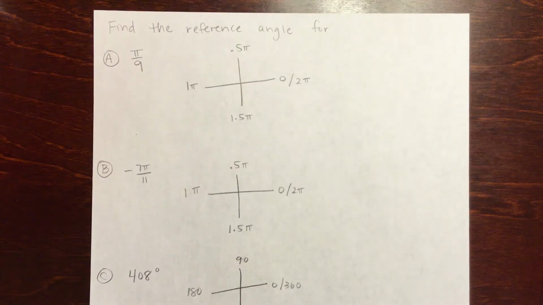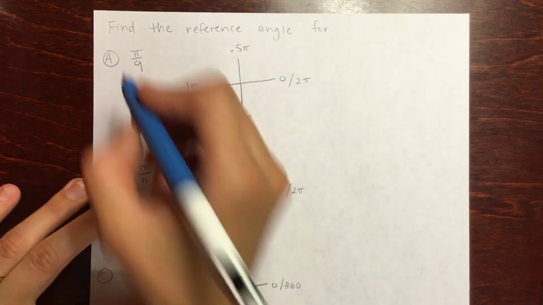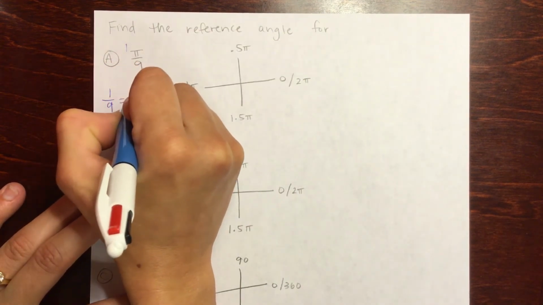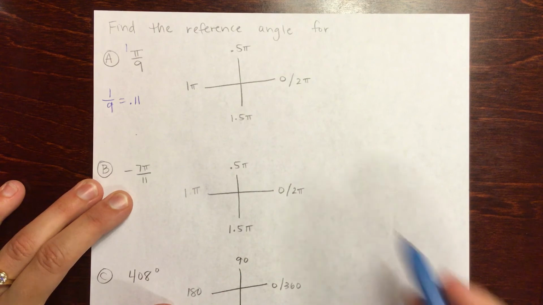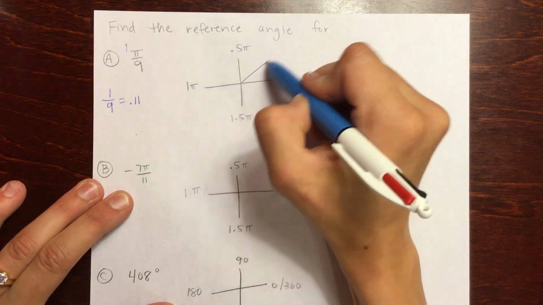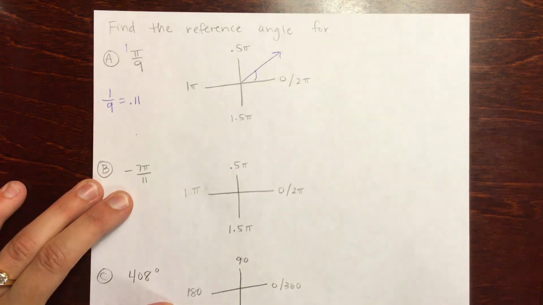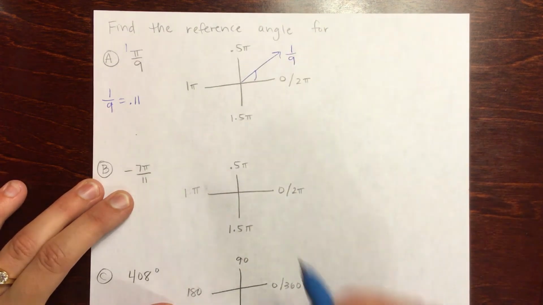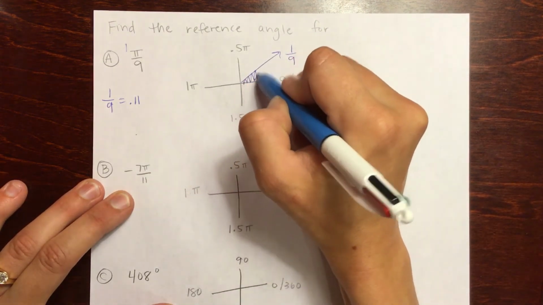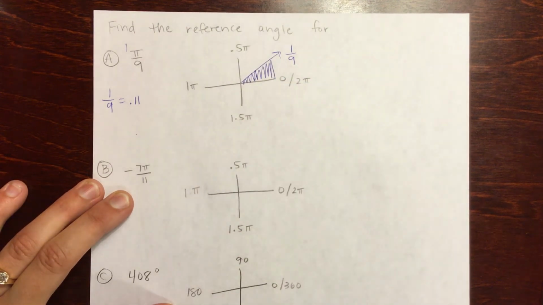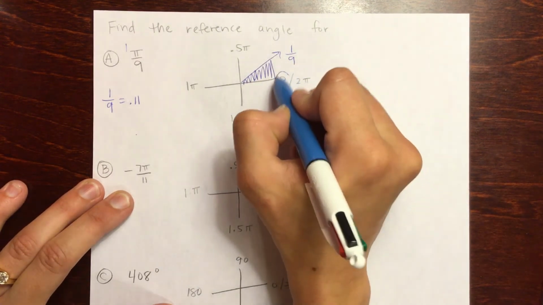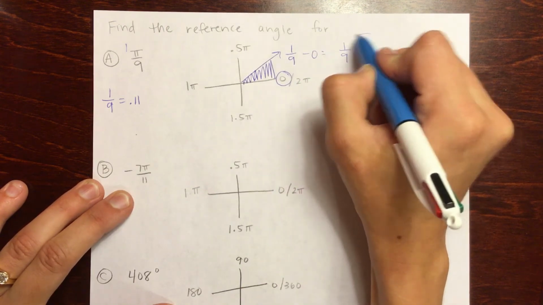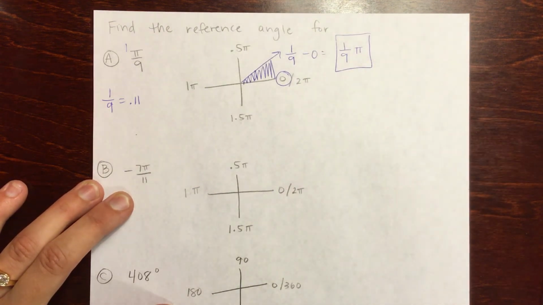Find the reference angle for pi over 9. So this is 1 pi over 9. So 1/9 is 0.11. 0.11 is between 0 and 0.5. So this is my angle here, 1/9 pi. My reference angle is between that arrow and my x-axis. So how much is between 1/9 and 0? Oh, 1/9. Don't forget to include your pi symbol. And that's my reference angle.